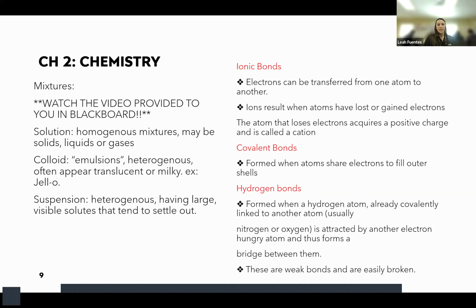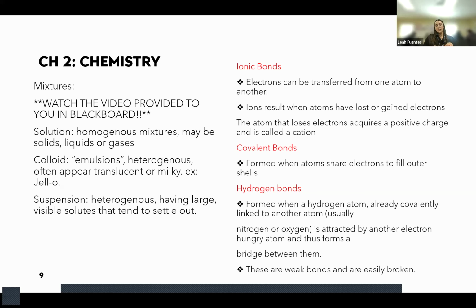And then we have hydrogen bonds. These are formed when a hydrogen atom is linked to another atom, usually nitrogen or oxygen. And so when the other atom is attracted by another electron-hungry atom, it forms a bridge between them. The big thing about the hydrogen bonds is they are weak and easily broken.